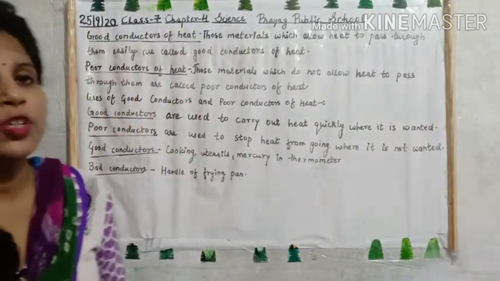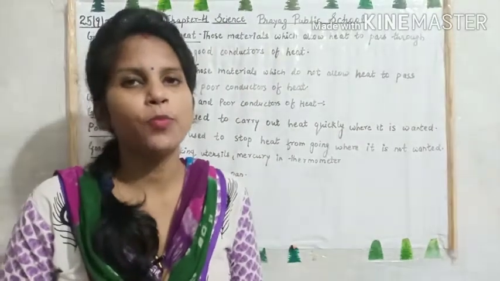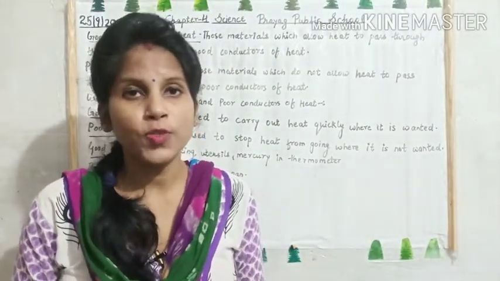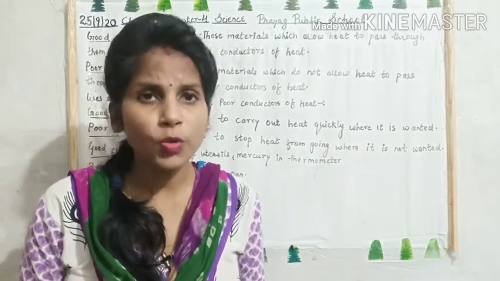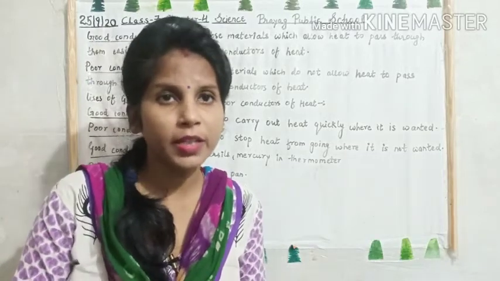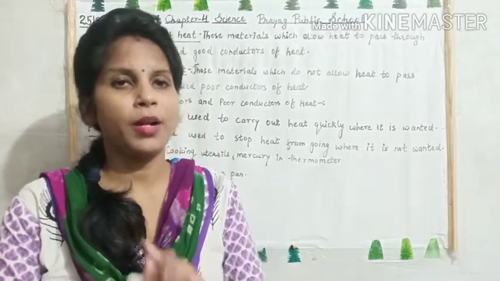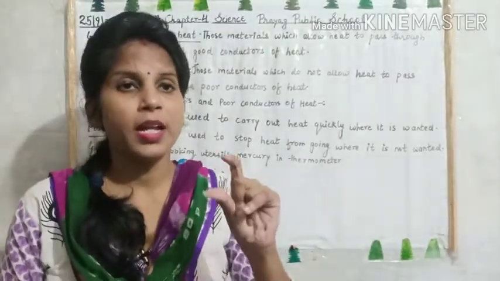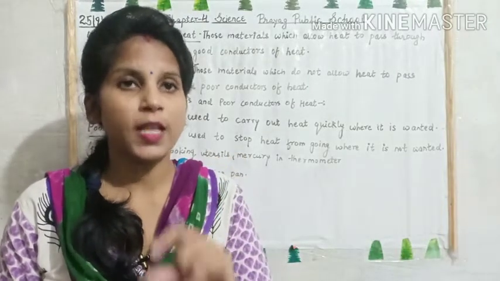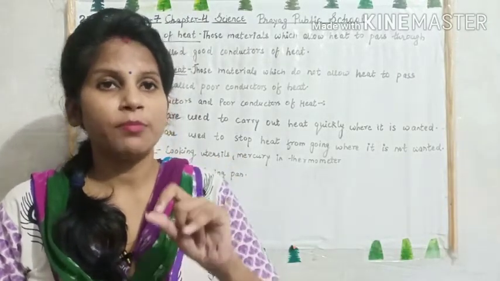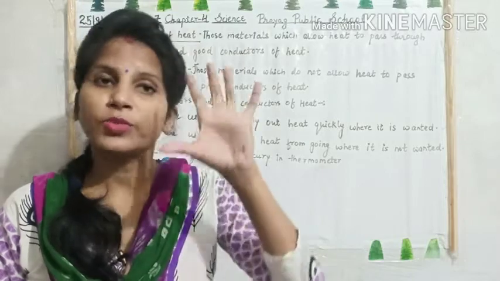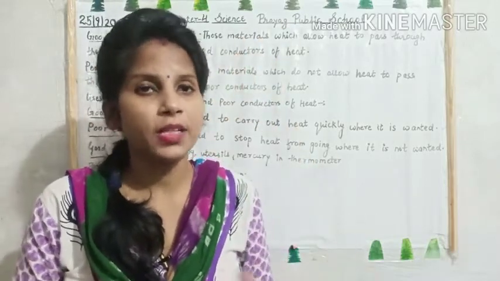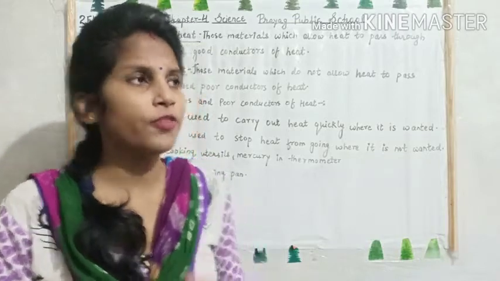Now let us see some uses of good conductors and poor conductors of heat. Good conductors of heat are used in the cooking utensils ताकि वो जल्दी बर्तन गर्म हो और जल्दी खाना पक जाए. And mercury in thermometer. Mercury is a liquid metal that is used in thermometer, जो कि क्या करता है, temperature rise होने पे उसका भी level बढ़ने लगता है. तो ये क्या है, these are some examples of good conductors of heat.